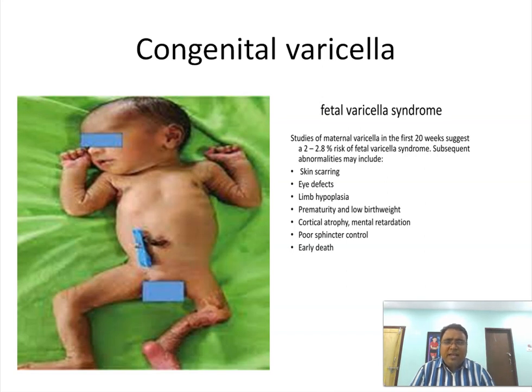With maternal varicella within the first 20 weeks, there is a chance of fetal varicella syndrome. What are the findings we can get? We can get skin scarring, eye defect, limb hypoplasia, prematurity and low birth weight, cortical atrophy, early death, and poor sphincter control. This is the typical limb abnormality and scattered skin lesion which we get with skin scarring. Limb hypoplasia we get in congenital varicella syndrome. This picture we have to remember.